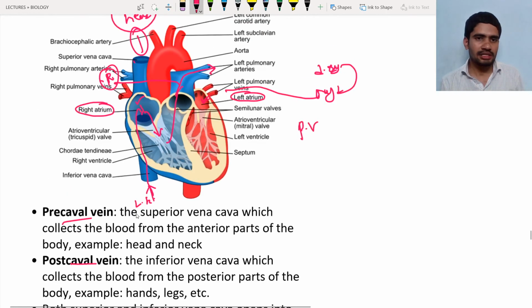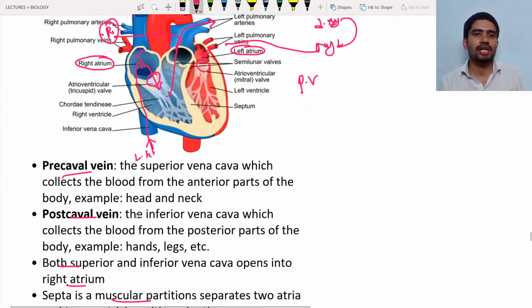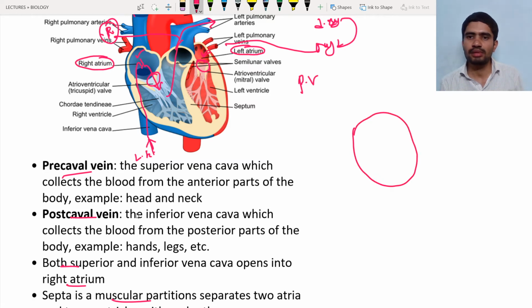Okay, and here you can see in these septa there is a wall. So this is a wall and this is a wall. So what are those walls? They are known as auriculoventricular septum. So let us discuss with the help of a simple diagram. So these are the chambers of the heart.